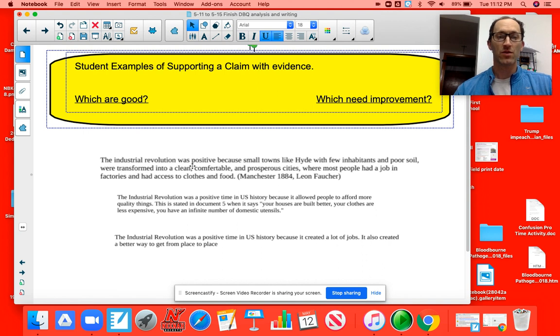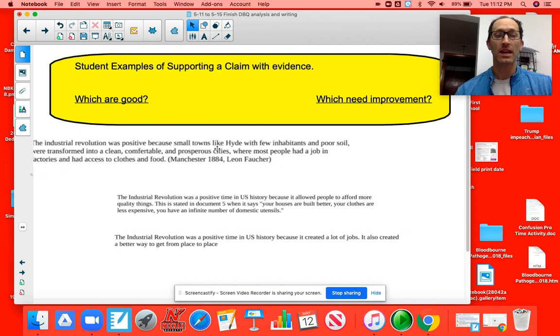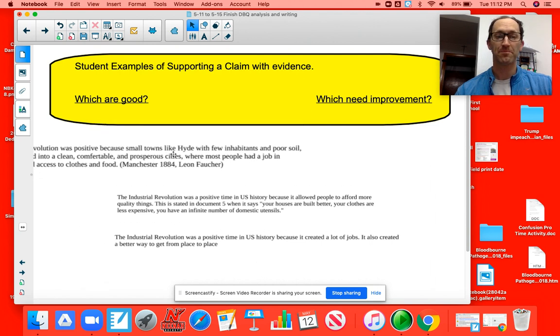First one, the Industrial Revolution was positive because small towns like Hyde, with few inhabitants and poor soil, were transformed into a clean, comfortable, and prosperous city where most people had a job in factories and had access to clothes and food. The citation is Manchester, 1884, Leon Faucher. This is a great one right here, very detailed, and it even has a great citation.